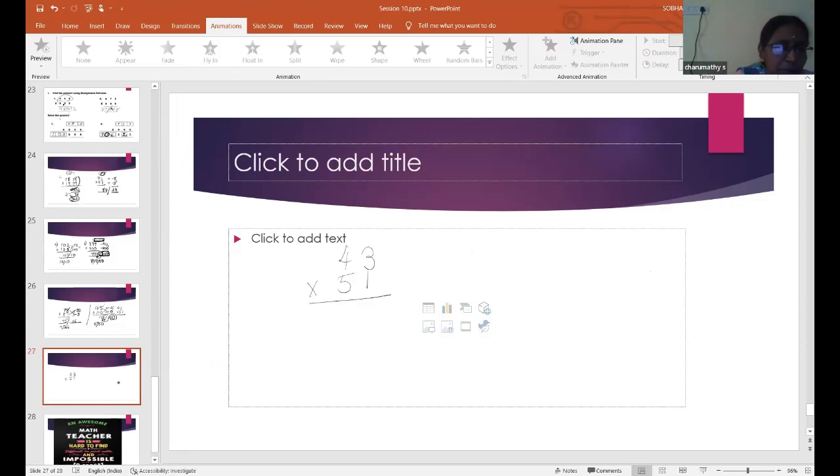Can you tell me, teachers, is it above base or below base? Below base, ma'am. What is the complement of 43? 57. And for 51, it is 49. Now look at that. Is it easy for you to find out 57 into 49? No, it's difficult.